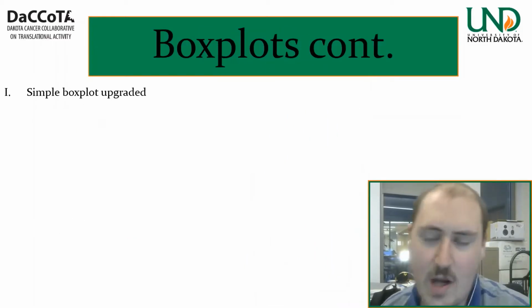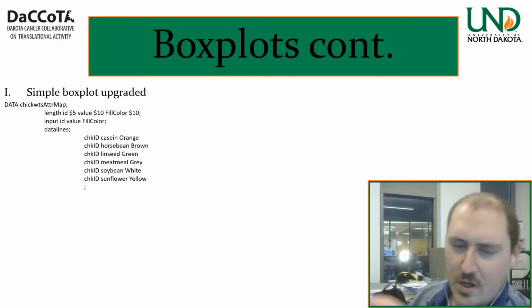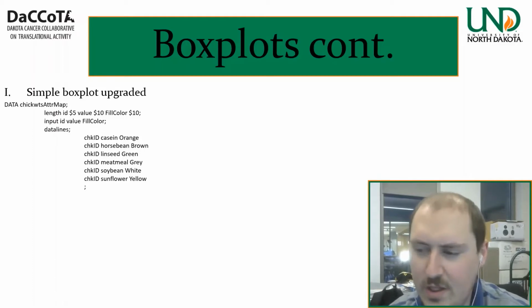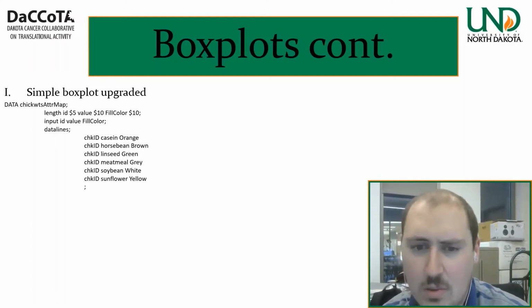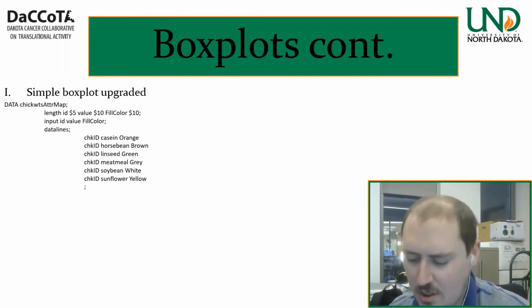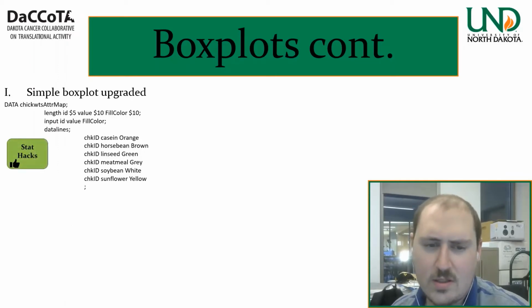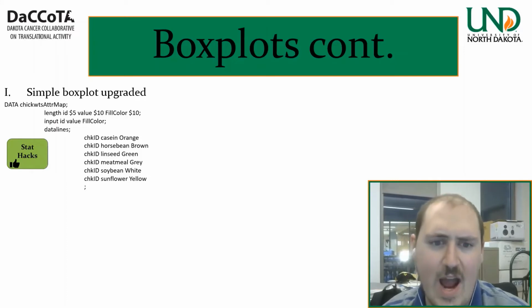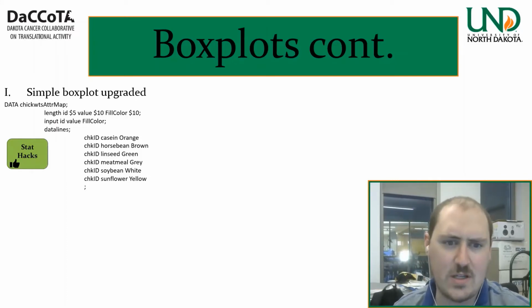Let's look at upgrading them here. Now we're going to start to get into a little more work if we want to really customize our plots. So I'm going to show you what I would call kind of a stat hack here, which is creating what's called an attribute map. So you use the data set instead of a PROC step. You're going to create this thing we call chickweights attribute map. It can be anything you want. I'd normally call it whatever the data set I'm using, and then attribute map.